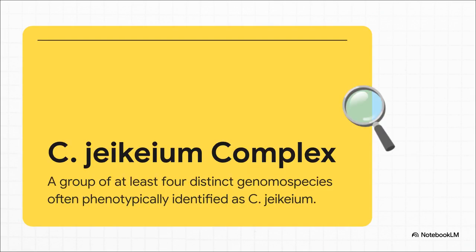Okay, and here's where genomics has just completely turned our understanding on its head. It turns out that what we've been calling Corynebacterium jekeium is actually a complex of at least 4 different genospecies. And the real kicker? The most common species actually causing human infections, Corynebacterium macginleyi, is genetically different from the old reference strains that a lot of our historical data is based on.